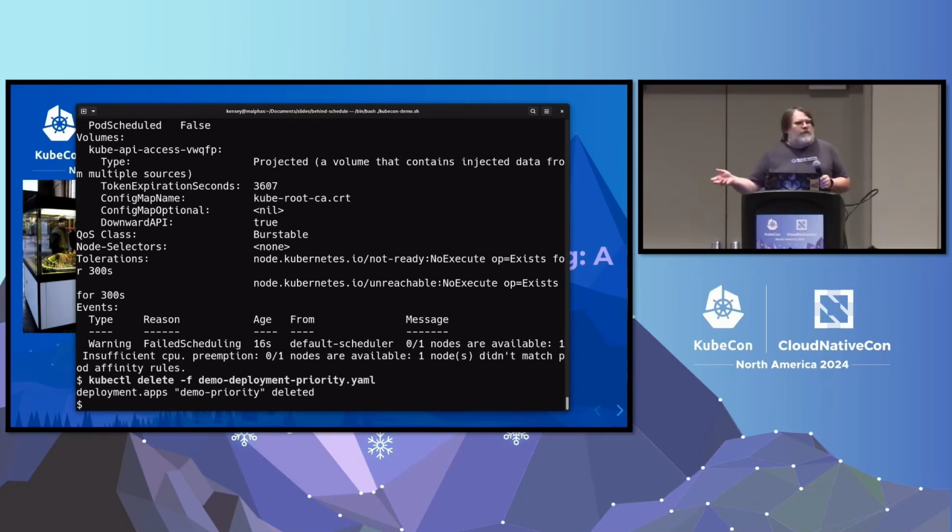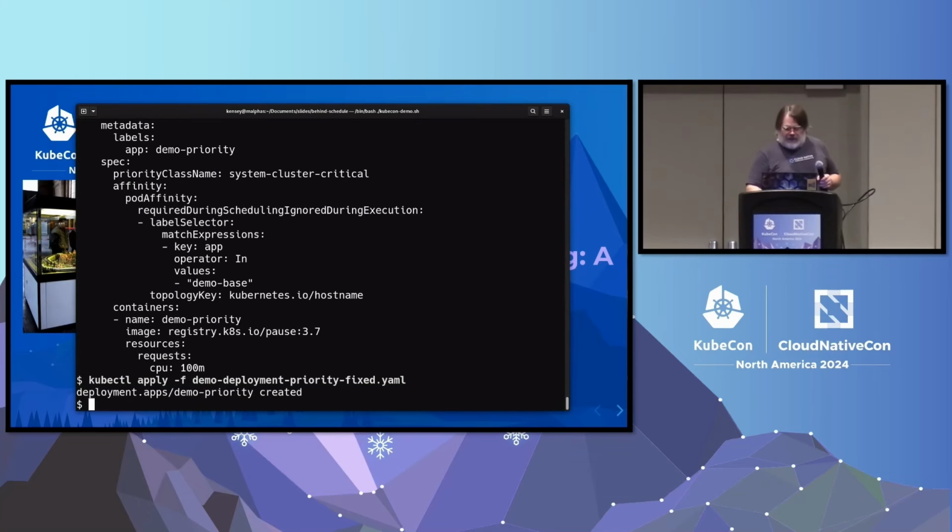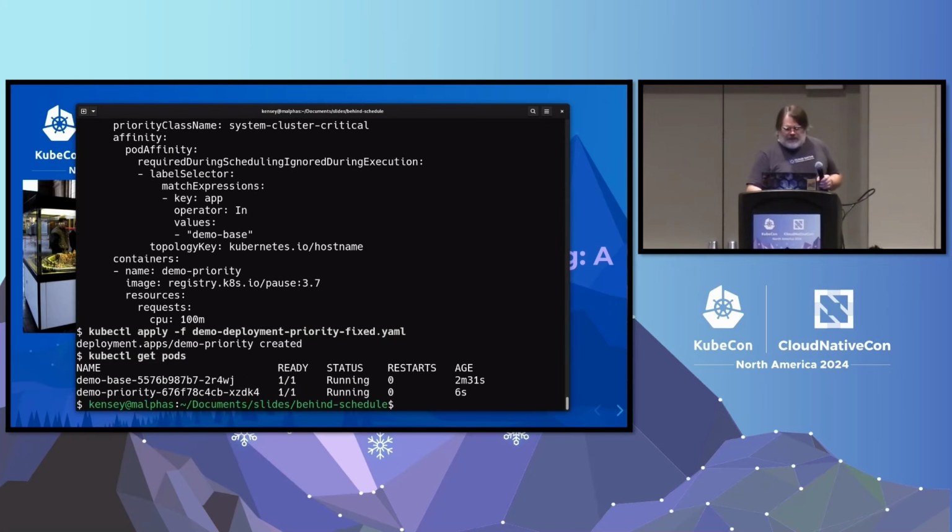So, how could we fix that? There's a couple of ways. We could remove the affinity rule. We could change the priority of the base workload to be higher than the priority of this so that we're not depending on a lower priority workload anymore. Or we could do what I actually do for this demo and just set its CPU request very small, which since it's doing nothing is fine. So we apply our fixed deployment. We look at our pods again, and now our pod is running because it finally fits into the available CPU on that node.